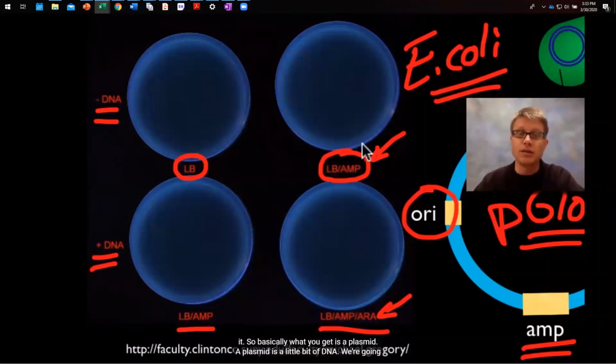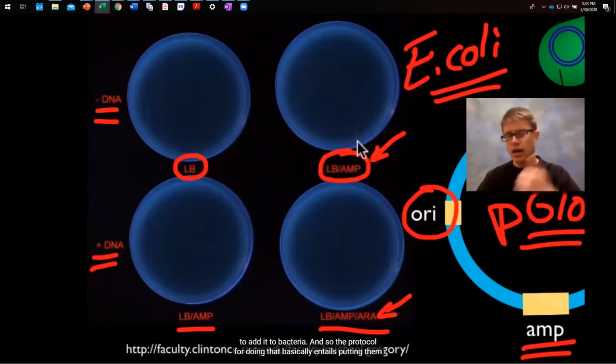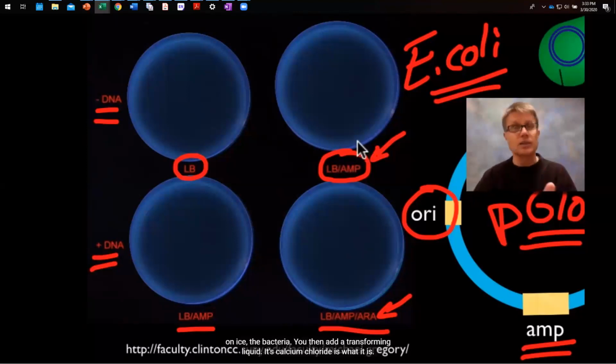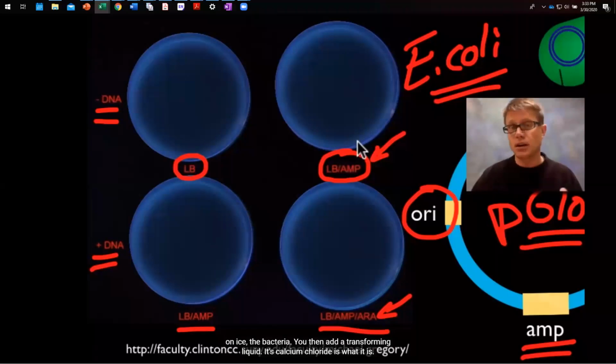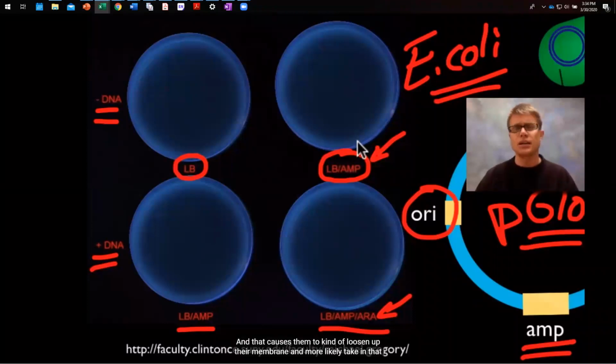A plasmid is a little bit of DNA. We're going to add it to bacteria, and the protocol for doing that basically entails putting the bacteria on ice. You then add a transforming liquid. It's calcium chloride, and that causes them to loosen up their membrane and more likely take in that plasmid. We're also going to heat shock them, so they'll be on ice, then we'll heat shock them, and then some of them will pick it up.